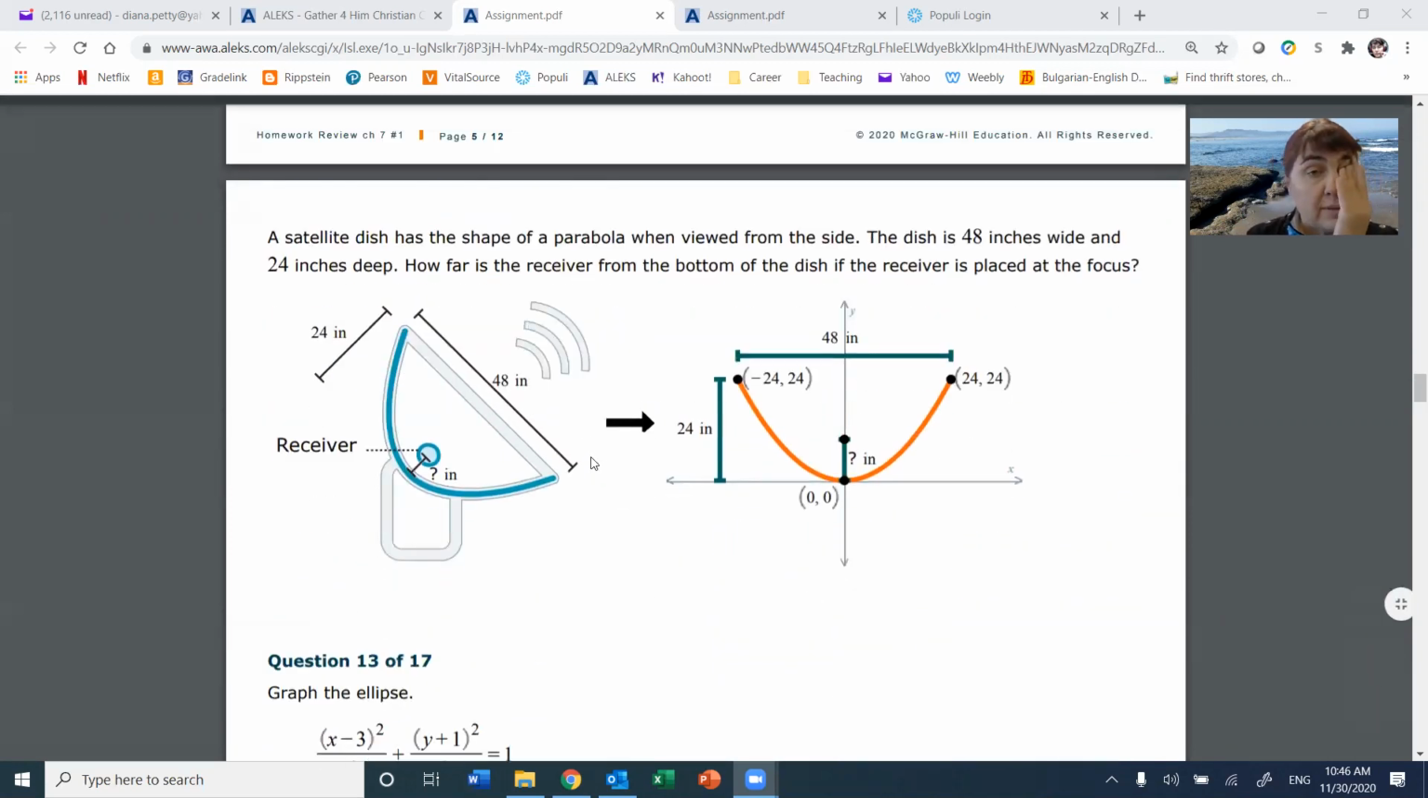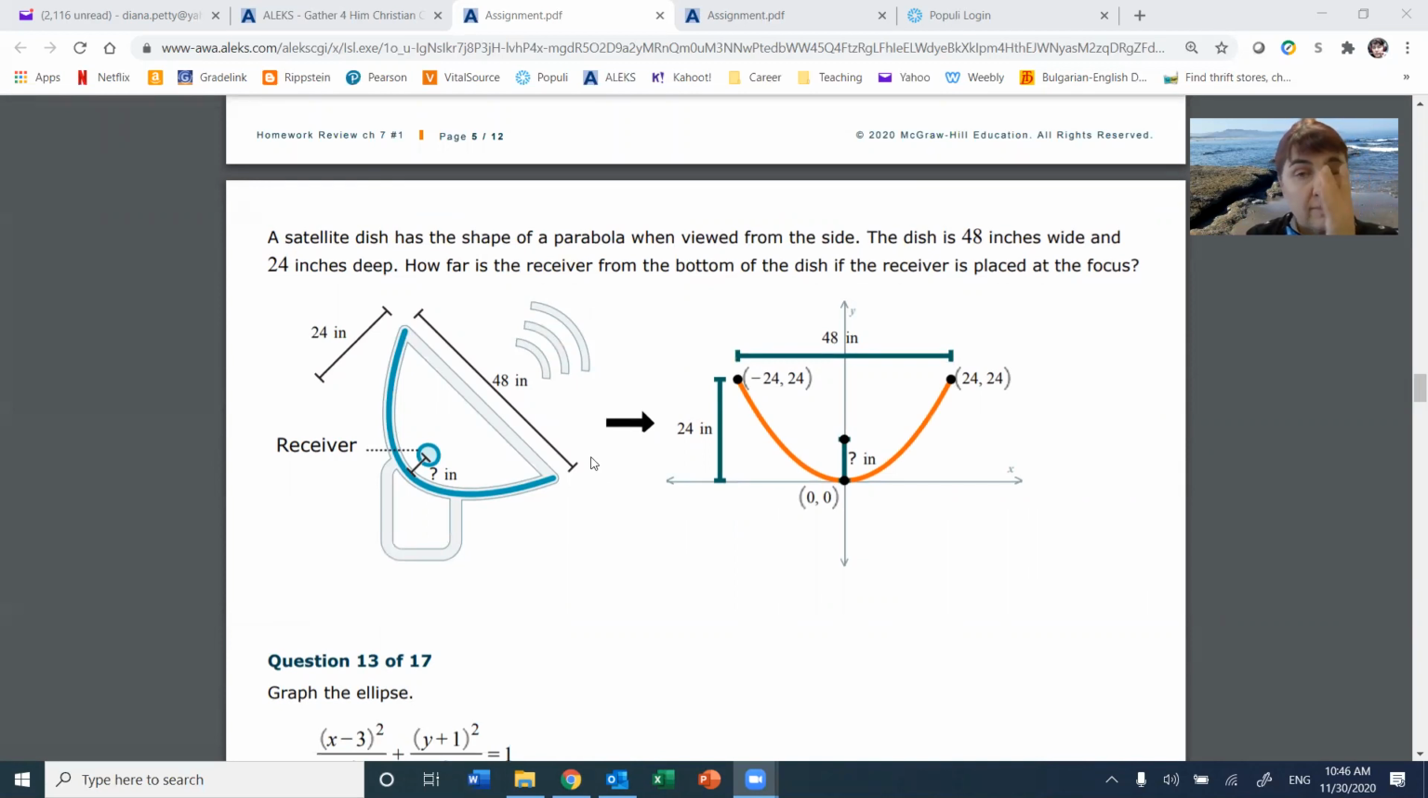Okay, so this problem, satellite dish. It doesn't even matter what it is. We just look at the picture to the right and see what the question is. How far is the receiver from the bottom of the dish, this question mark right here? Well, this is the focus there, right? Hold on, let's think. We need to read it after all.